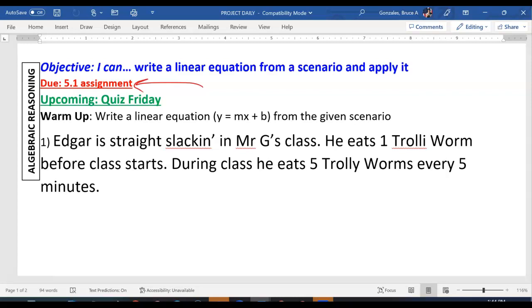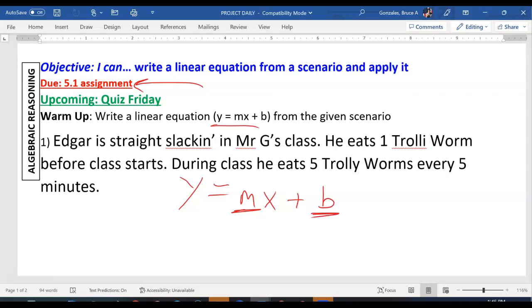Just like yesterday, I want you to write a y equals mx plus b linear equation from this situation. Here we go. Edgar is straight slacking in Mr. G's class. So what does he do? He eats a trolley worm before class starts, and then, during class, he eats 5 trolley worms every 5 minutes. Now, in this very real scenario, y'all remember yesterday we talked about y equals mx plus b. M is changing. B is the starting amount.